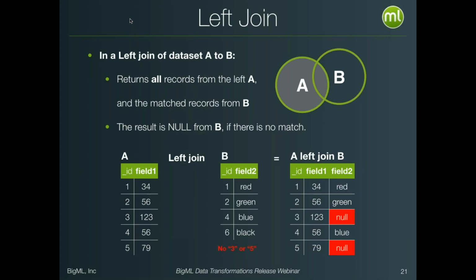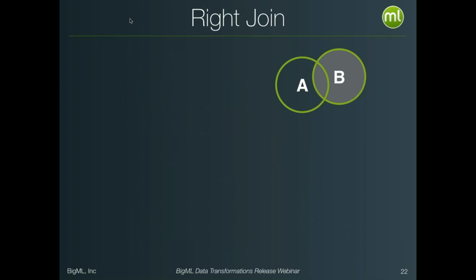But 3, there's no entry in B, so we just end up with a null for the color. And the same for 5, we end up with a null for the color as well. Okay, so that is what happens in a left join. You basically get a copy of the left data set plus columns or features from the right data set that match, or nulls otherwise.